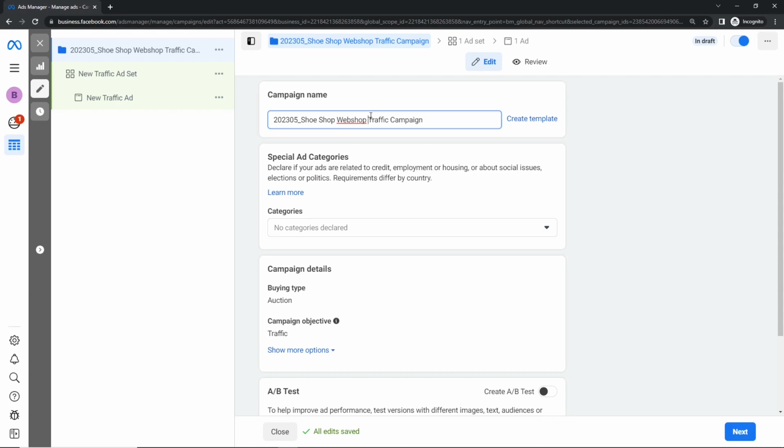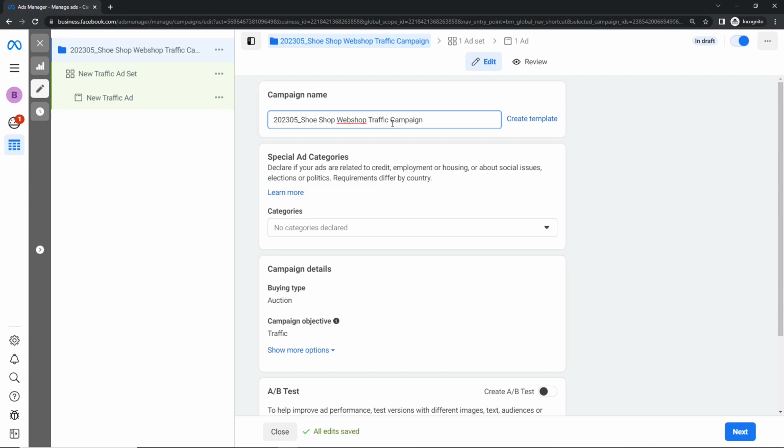Maybe it's only for sneakers, then you would also write that down, because maybe I have different products in my web shop and I only want this campaign for sneakers because I will create a new campaign anyway for high heels and so on. Then I would also write this in here.